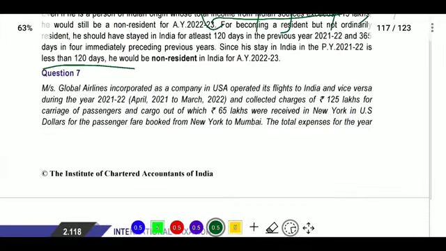What is there in question number 7? Global Airlines Incorporated, a company in USA, operated its flights to India and vice versa during the financial year 21-22, April 21 to March 22, and collected charges of 125 lakhs for the carriage of passengers and cargo, out of which 65 lakhs was received in New York in USA for passenger fare booking.